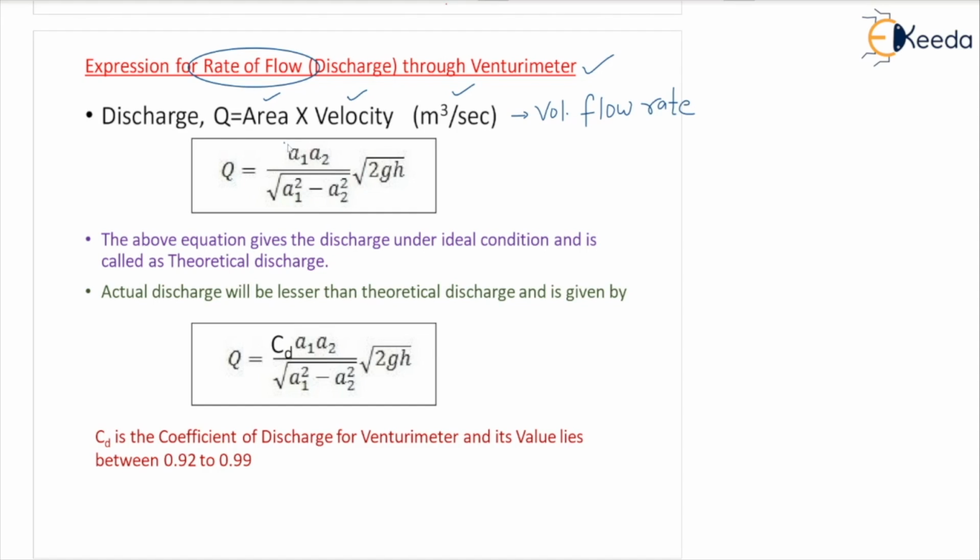Q equals A1 A2 divided by root under A1 square minus A2 square, into root under 2gH. What are A1 and A2? We have already seen sections 1 and 2. A1 is the cross section area at inlet of the venturimeter and A2 is the cross section area at the throat. g is acceleration due to gravity and H is the head difference between points 1 and 2.